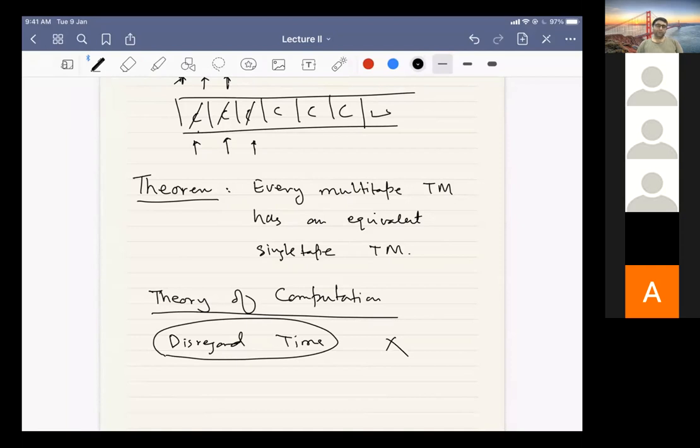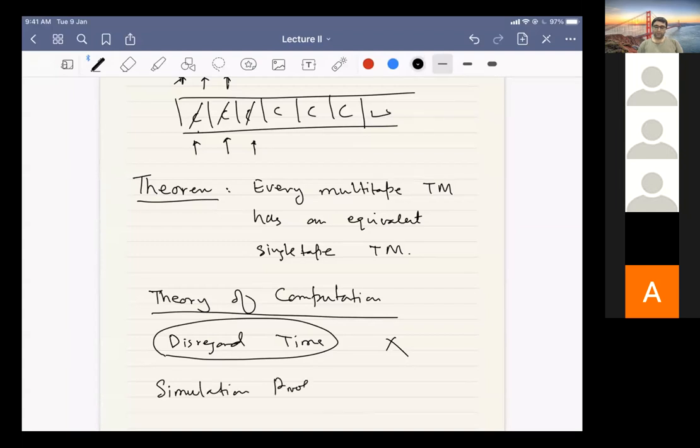So from that point of view, multi-tape Turing machines have no computational advantage. Everything that can be done with a single tape can be done with multi-tape. Not only that, for every multi-tape Turing machine, you can always convert it into a single tape Turing machine. To see that this theorem is true, we need a proof, and the proof will actually be a kind of simulation proof.